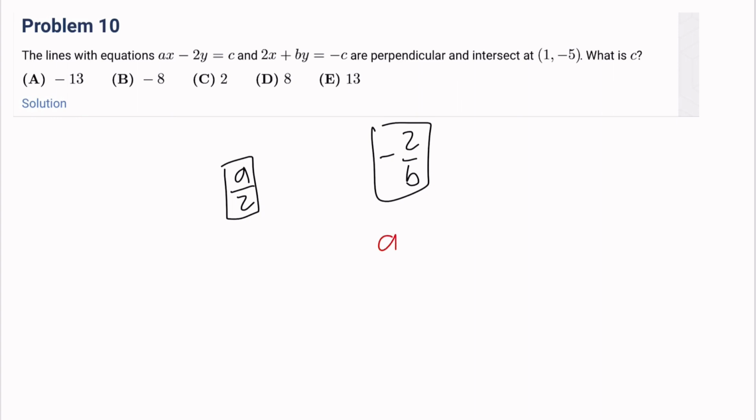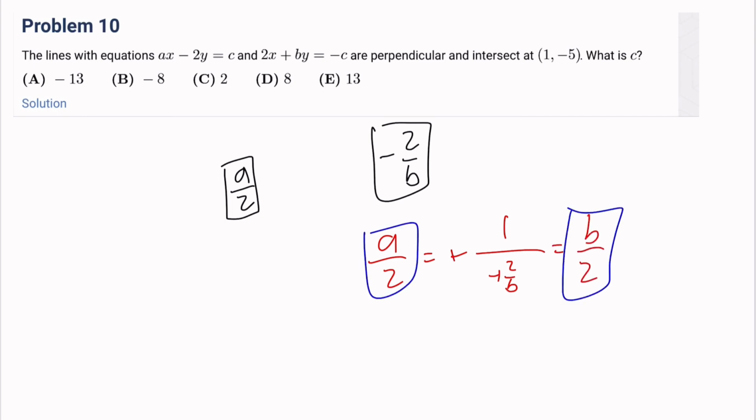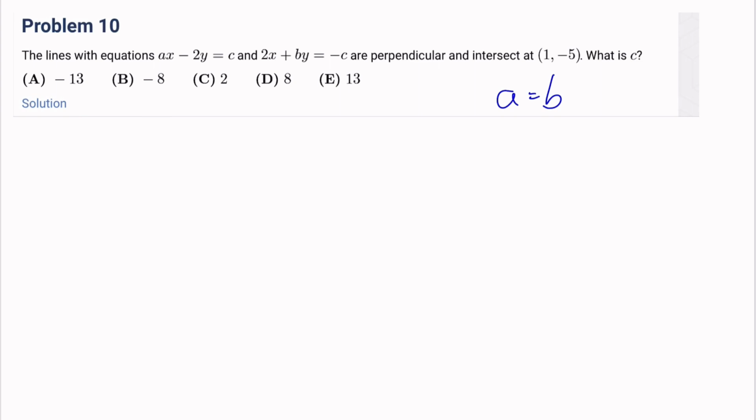That means a/2 equals -2/(b/1). These 2 cancel. This is b/2. And so since a/2 equals b/2, that means a equals b, right? And so we have to find c. So let's get to finding c.